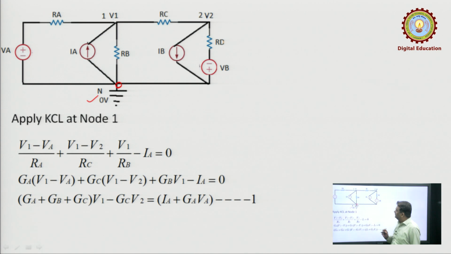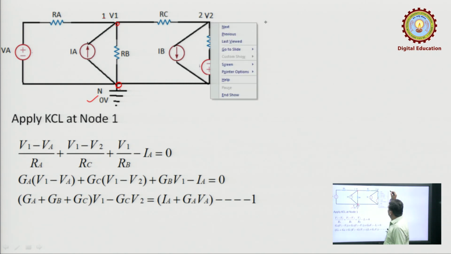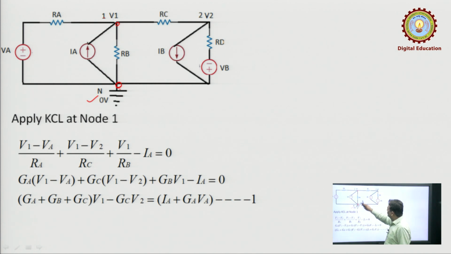We can see there is no direct source connection between the datum node and this node, so the voltage of this node is not known. So this will be treated as the first independent node, independent node number 1. This is independent node number 2. Why independent node number 2? Because there is no direct source connection between the datum and this node. So in this network there is one datum node and two independent nodes.